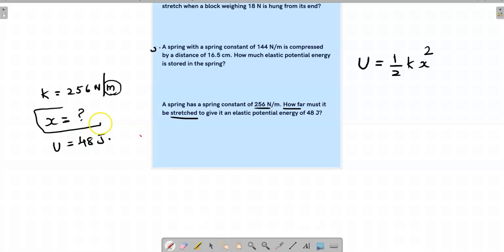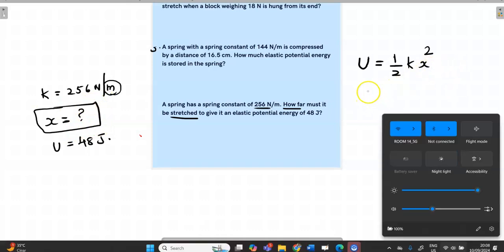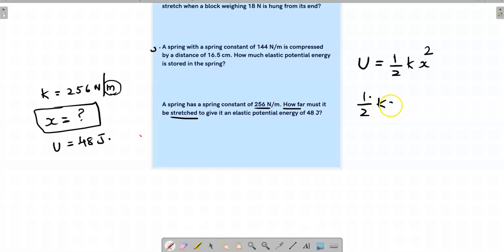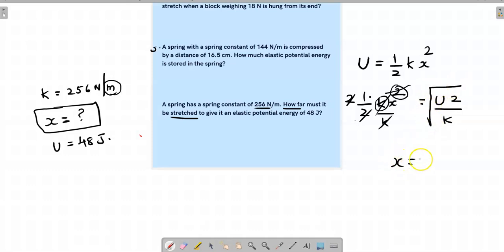Now make X the subject. Half K X square is equal to U, and I don't want this half, so I write here 2 and here 2. So this cancels. I don't want this K, here and K here, cancel this. And I don't want this square, so remove this and put the square root. So X is equal to square root of 2U by K.